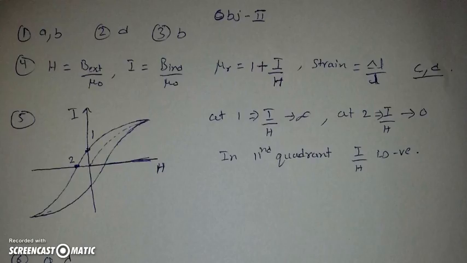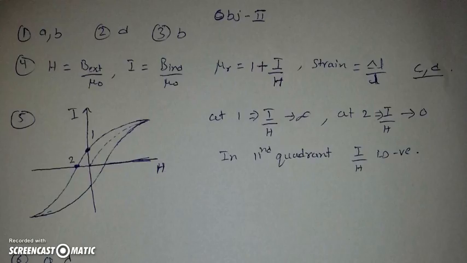I is something and H is 0, so the ratio will tend to infinity, and somewhere in between I is positive, H is negative. So in the second quadrant we can say the ratio is negative, and at point 2 I is 0 and H is something, so Xi will be 0. And in the fourth quadrant also Xi will be negative.